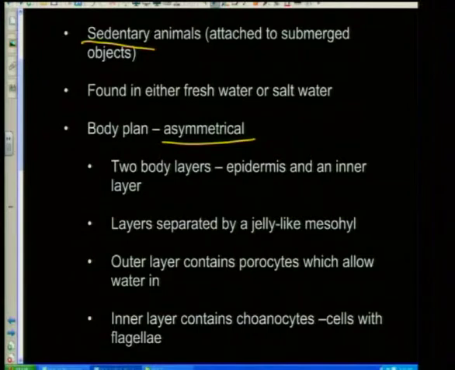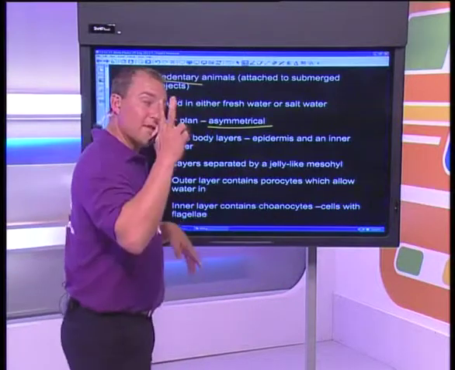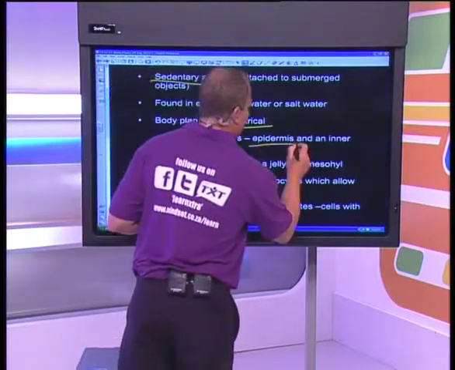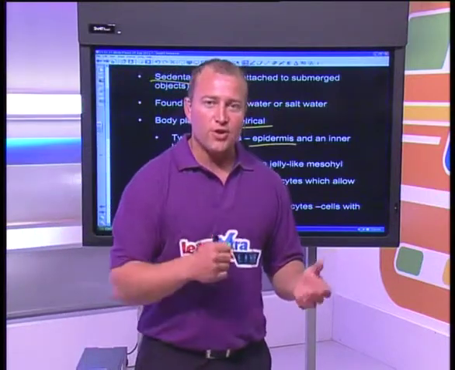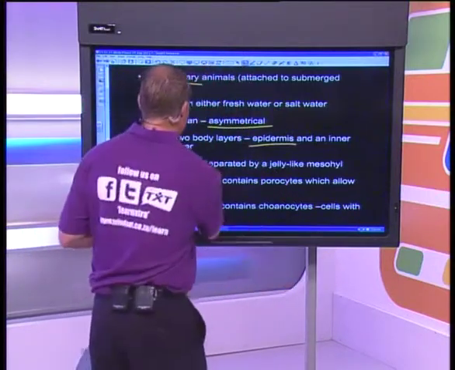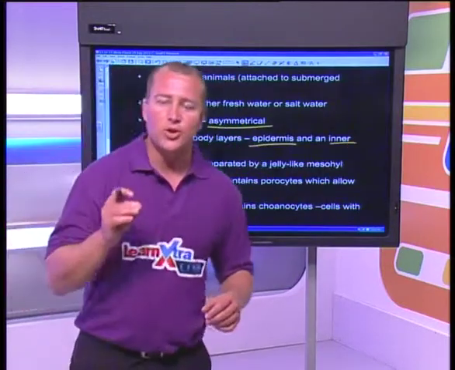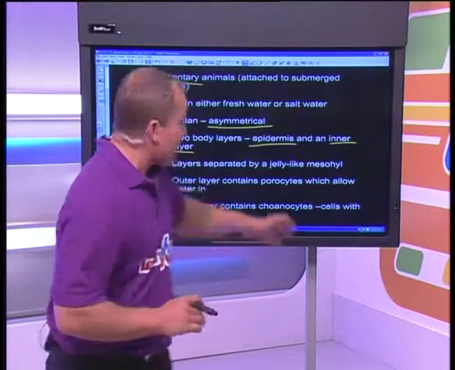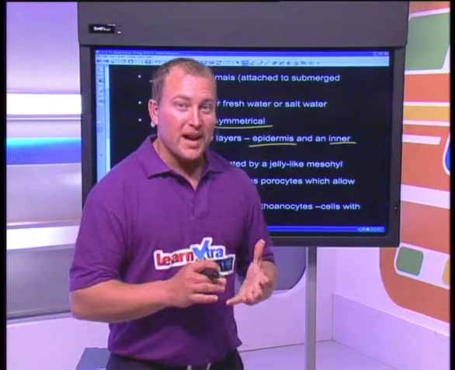Very nice, okay? It also has 2 body layers. If we have a look at it, 2 body layers, which means it's diploblastic, okay? And if it's diploblastic, it'll have the 2 layers, which is going to be your epidermis, epidermis meaning the outside, and the endodermis meaning the inside, the inner layer. Plain, simple, not that difficult, okay? It's actually quite easy, these guys. These guys are not that complicated at all, right?